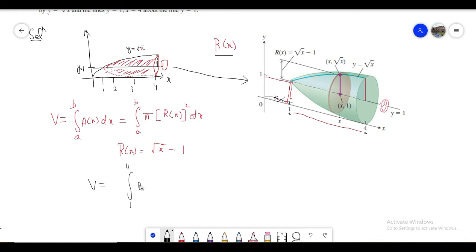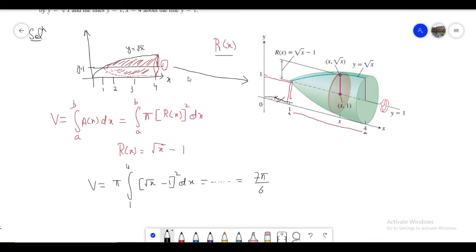The pi, maybe we can put outside pi, and the r of x, which is the root of x minus 1, whole squared, because of this formulation, dx. And once you solve this one, you will get the answer. After some integration, you will have 7 pi by 6. So the main idea in this question was how to compute this radius.